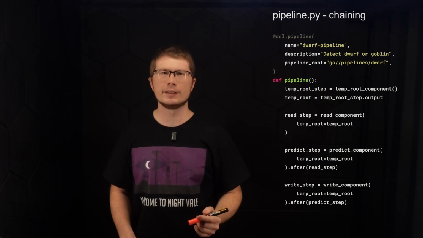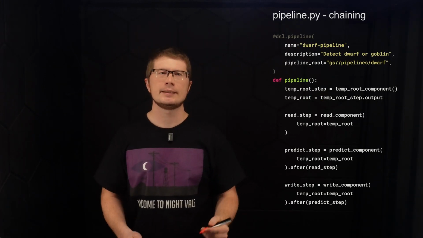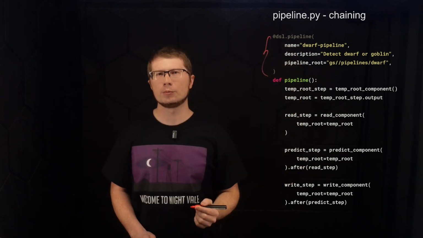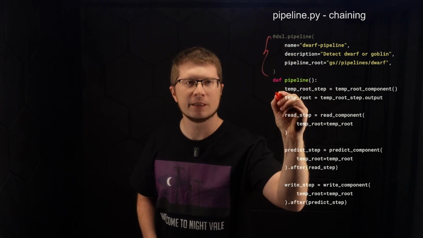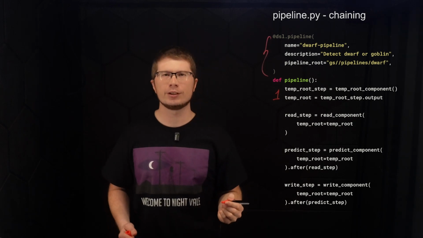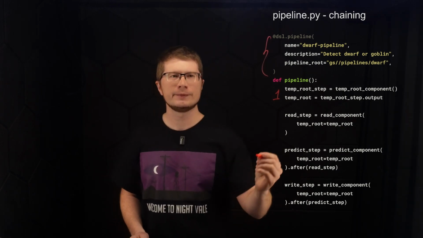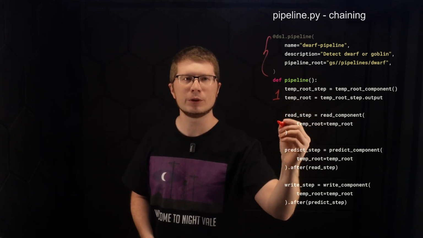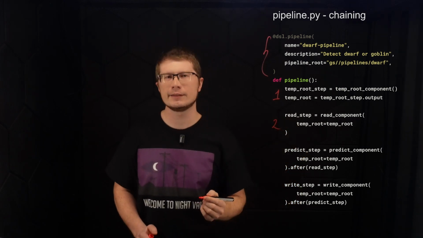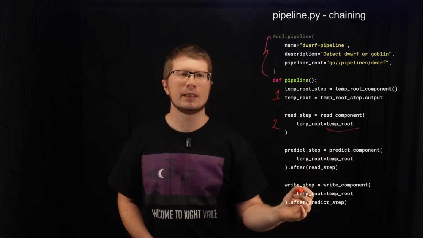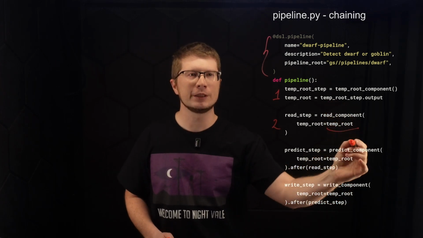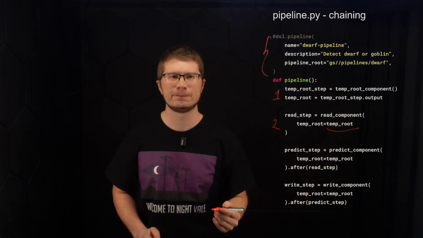Now let's configure the pipeline main body, and it's a Python function which is decorated with dsl.pipeline decorator. Here we pass the pipeline name, description, and etc. The pipeline itself contains the definition of the components. The first one is temporary root. The second is a reading step. And we also pass temporary root, which is the output of this component, as input to reading step.